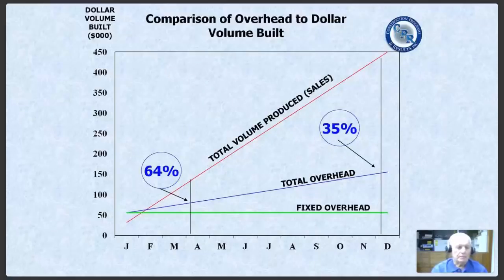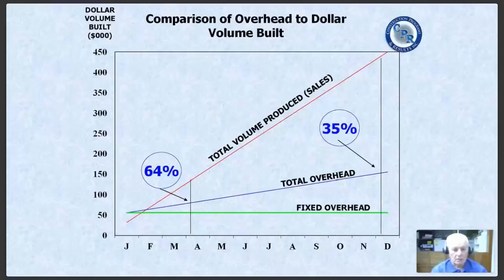Now, at the start of each year, you start making sales. All right, that is represented by the red line you see right here. It says total volume produced. So as your year goes on and you collect more sales, you notice the red keeps going up, and your red line may go off to the right, may go up a little sharper, whatever it is. But this represents the sales for your company.